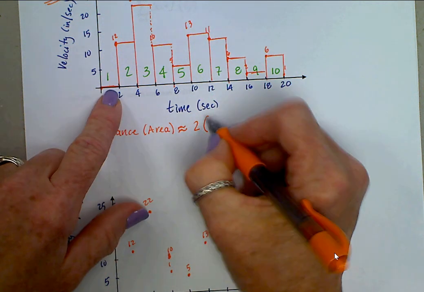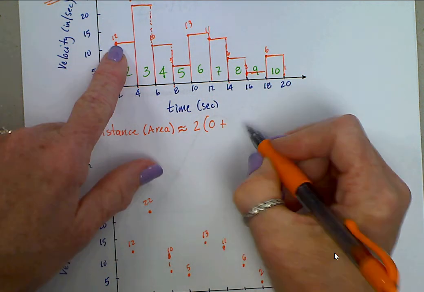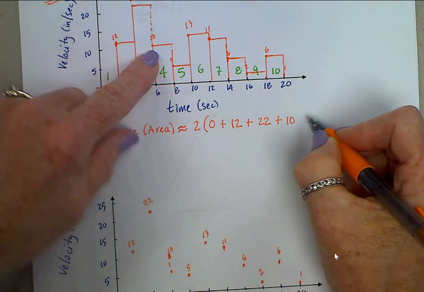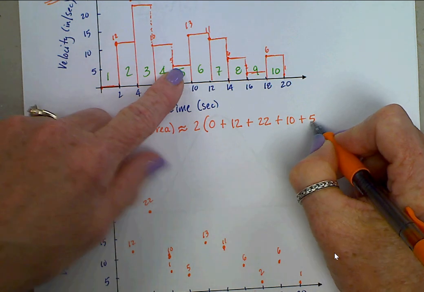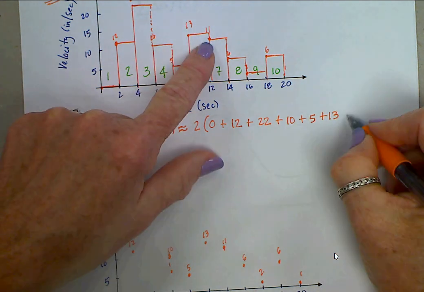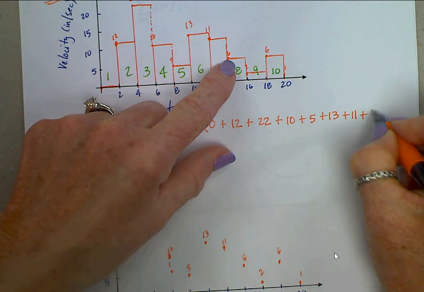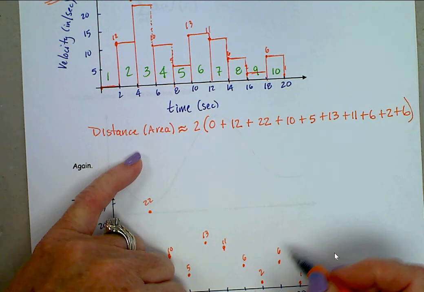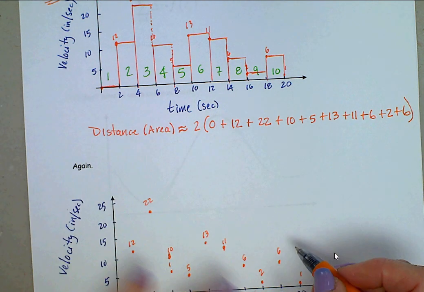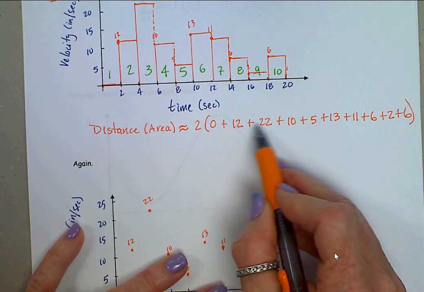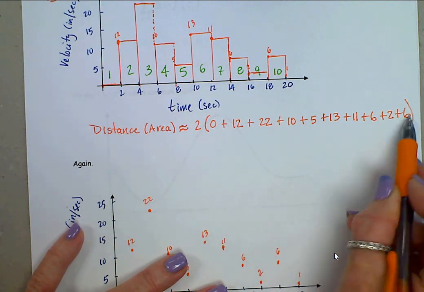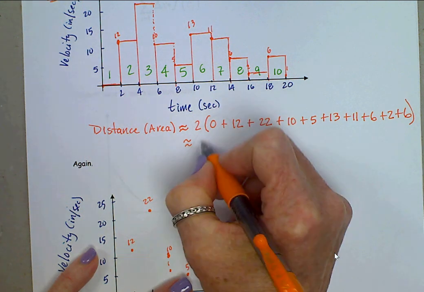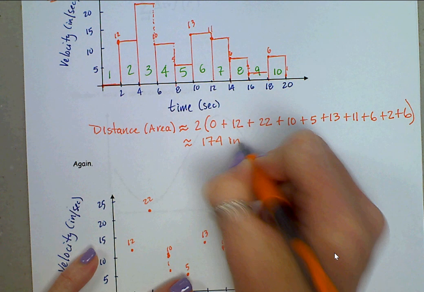And then the first rectangle has 0 height, second rectangle, 12, third, 22, fourth, 10, fifth, 5, 6th, 13, 7th, 11, 6, 2, 6. I always like to go back and double check that the number of heights is exactly the same as the number of rectangles. 2, 3, 4, 5, 6, 7, 8, 9, 10. Perfect. When you add these up and multiply by 2, that distance is 174 inches.